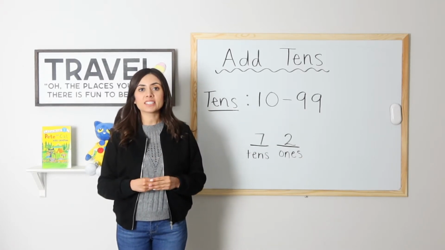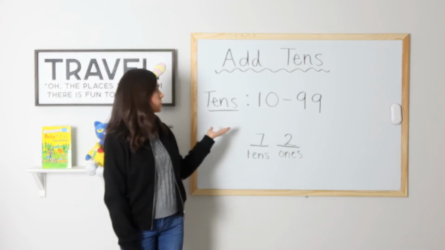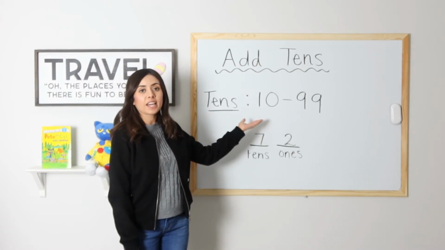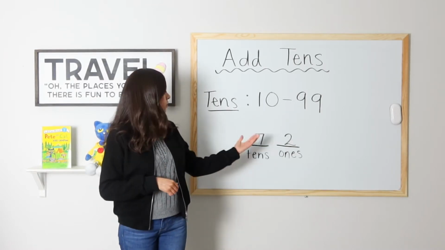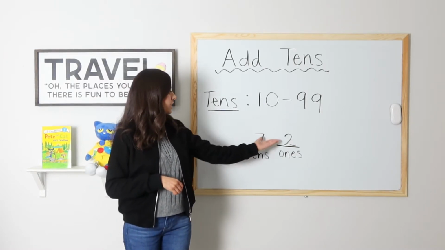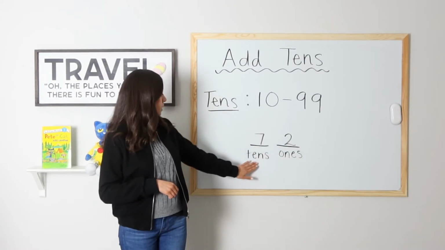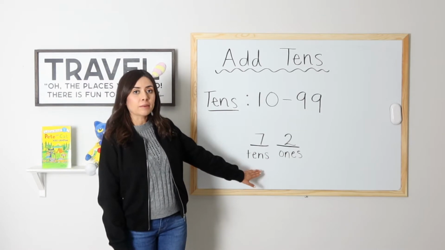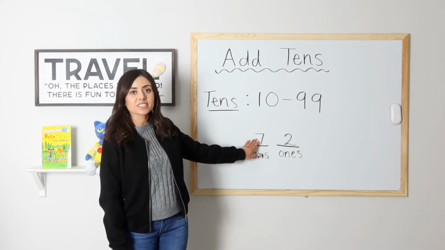Before we get into the lesson, let's review what tens means. Tens refers to numbers 10 through 99. These numbers have a specific place value. For example, 72. This is my ones place and this is my tens place. If I look at my tens place, I know that I have 7 tens.